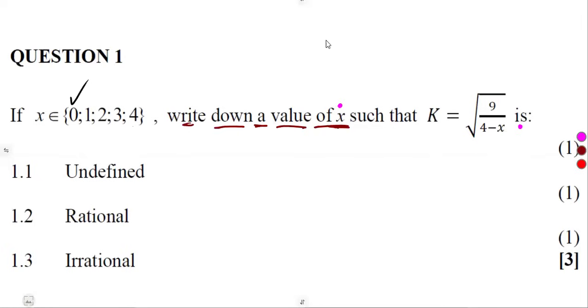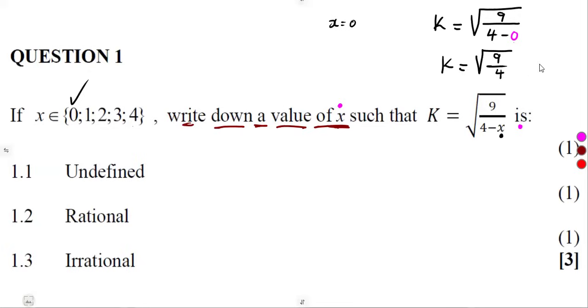So let us start with X being equal to 0. When X is equal to 0, we are going to substitute in place of X here. As we can see, our K is equal to the square root of 9 over 4 minus X, like this. In place of our X, we are going to substitute a 0 there. So simplifying this, what are we going to have? That was going to be 9 over 4 minus 0, that's a 4. So simply we are going to have the square root of 9 over 4, which we can evaluate, guys.